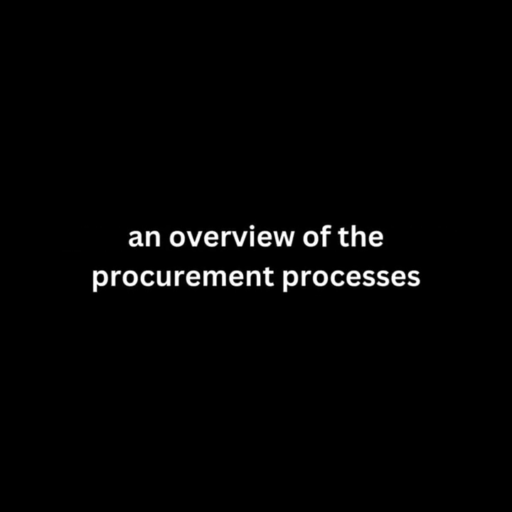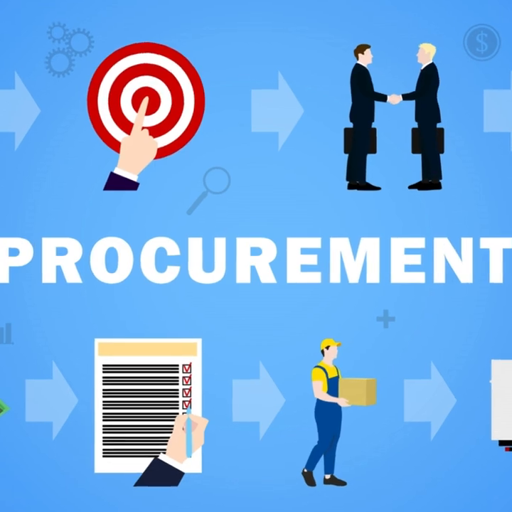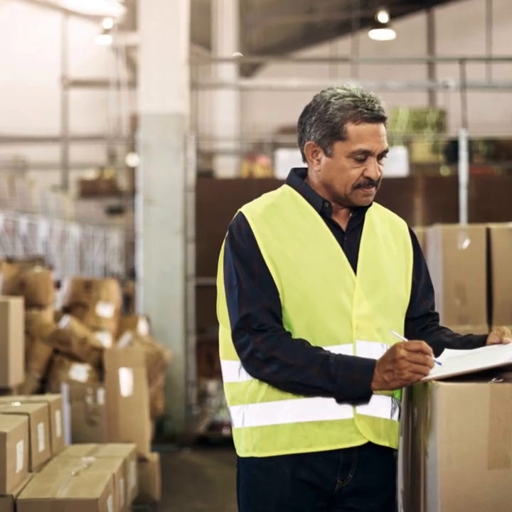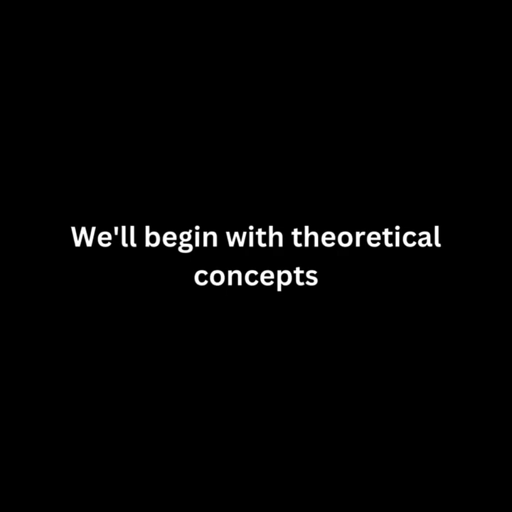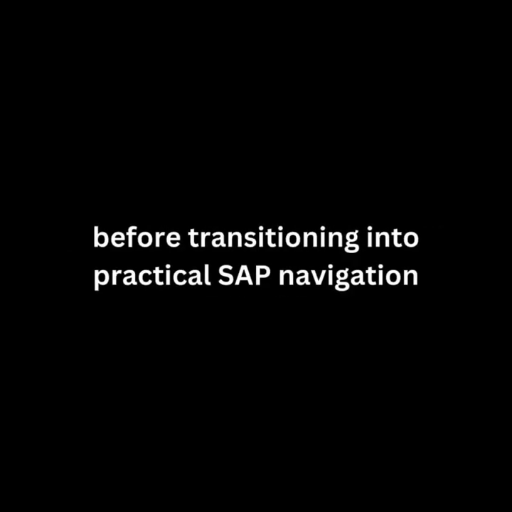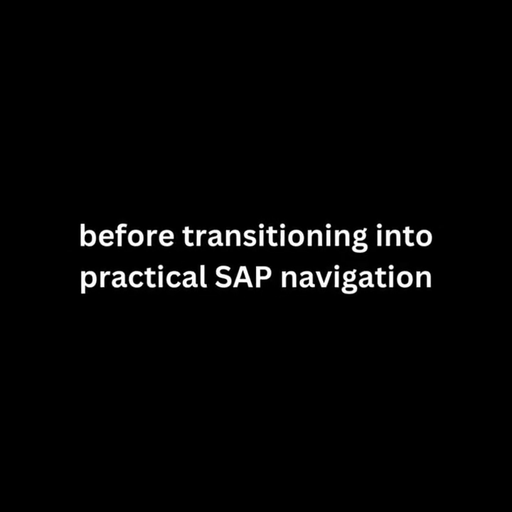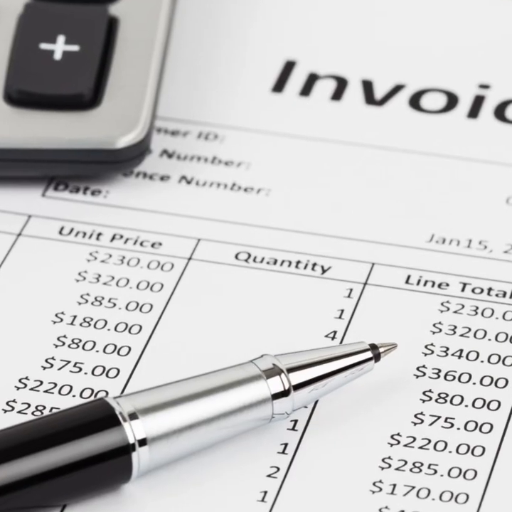Today, we're diving into our first topic, an overview of the procurement processes. In this session, we'll cover key elements such as the procurement cycle, stock transfer orders, subcontracting, vendor consignment, and organizational levels in purchasing. We'll begin with theoretical concepts before transitioning into practical SAP navigation, where we'll create purchase orders, goods receipts, and conduct invoice verifications.